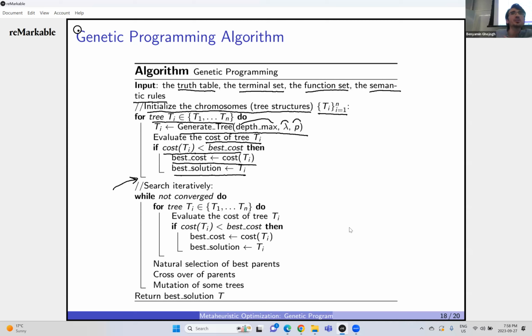Now let's go to the actual loop of the algorithm. So while not converged, not terminated, right? Then what do we do? For every tree, we evaluate the cost. If one of the trees has better cost than the best cost so far, we update the best cost so far and the best solution so far.